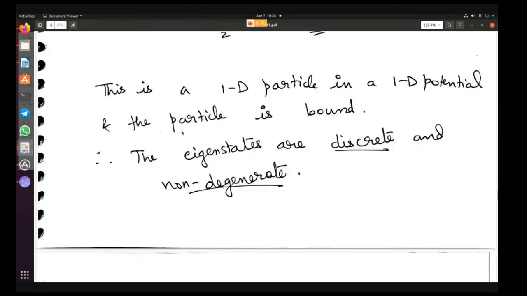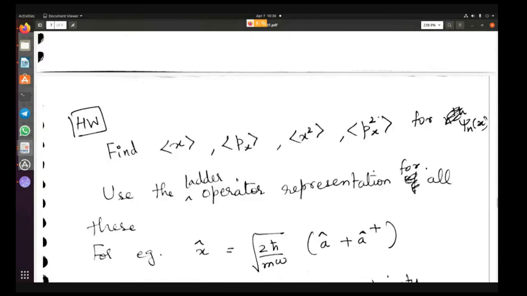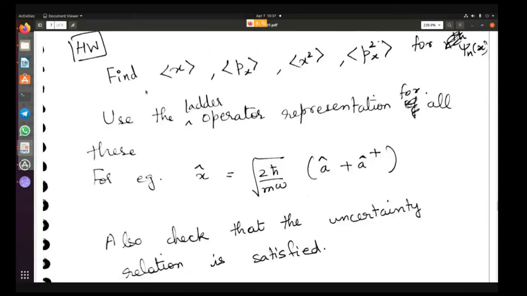Okay. So now I think I've just given you a couple of, this is one problem. So here the homework for you is you need to find the expectation value of x, px, x square, px square for a general wave function psi n of x. And you also need to check that the uncertainty relation is satisfied. Okay, so after finding all of this, you try to do it using the ladder operator method. Okay, so x can be written in terms of these two operators.